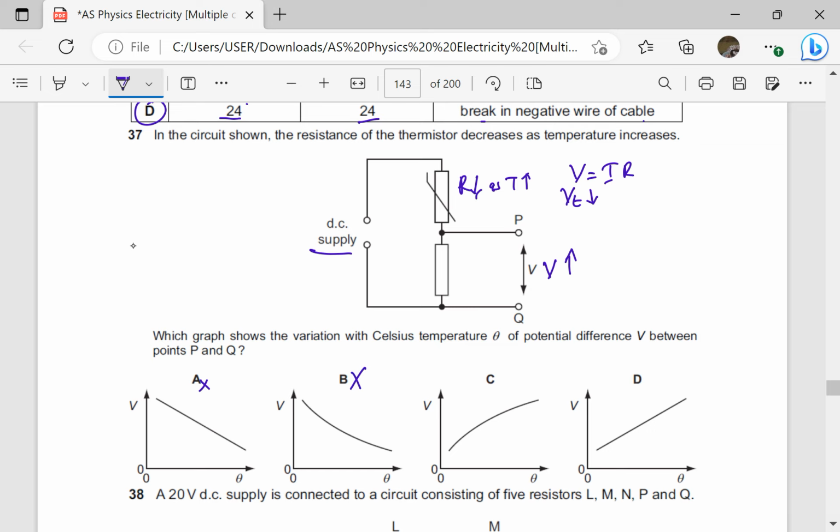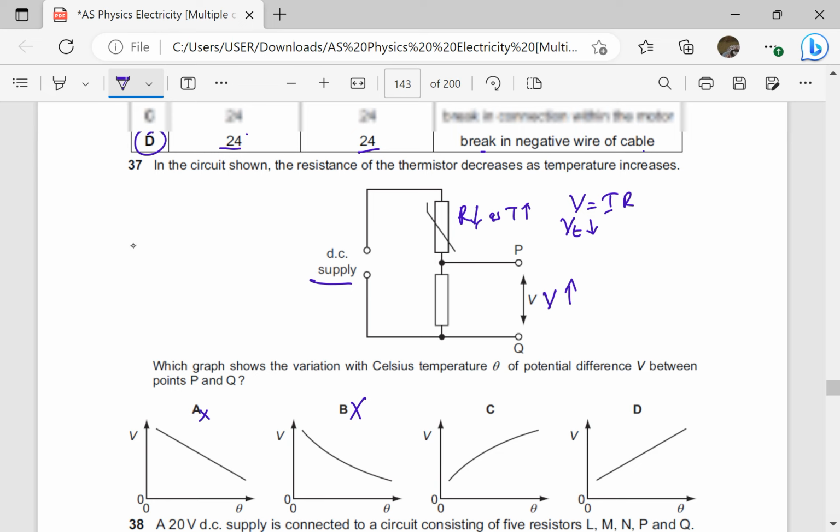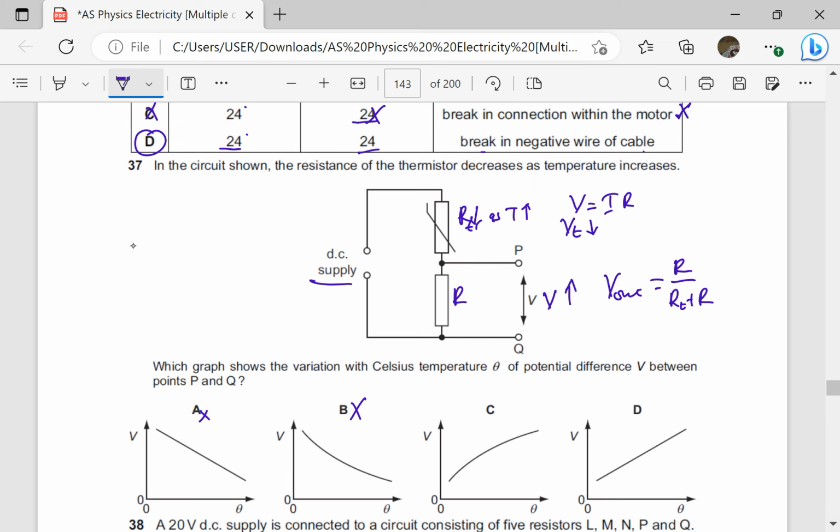But this variation is not linear because we get it from the potential divider formula. That is, V out is going to be the PD across PQ, which is going to be the resistance there, over R of the thermistor plus R. Let this be R, and let this be R of the thermistor. So it is going to be R over R of the thermistor plus R, then times the voltage supply of V in.